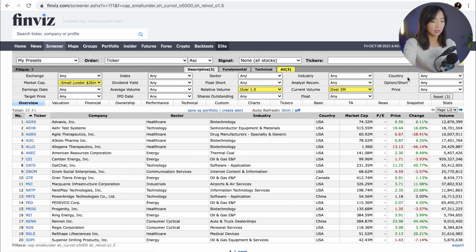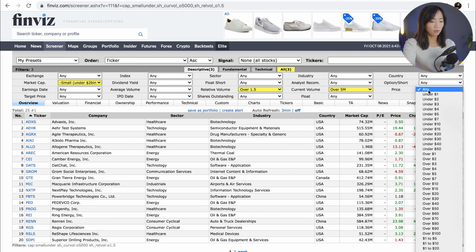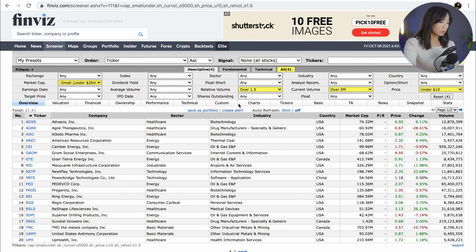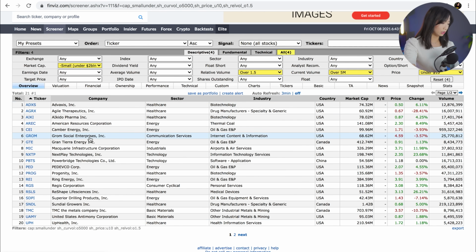So there's other stuff like country, options, and short, and price. I think for me, I'm going to scan for stocks that are under $10, especially when it comes to the small cap stocks. Again, we can always expand the range if we don't get enough results. Okay, so you can see that once we have all these 4 filters, we get 2 pages of results and a list of tickers.